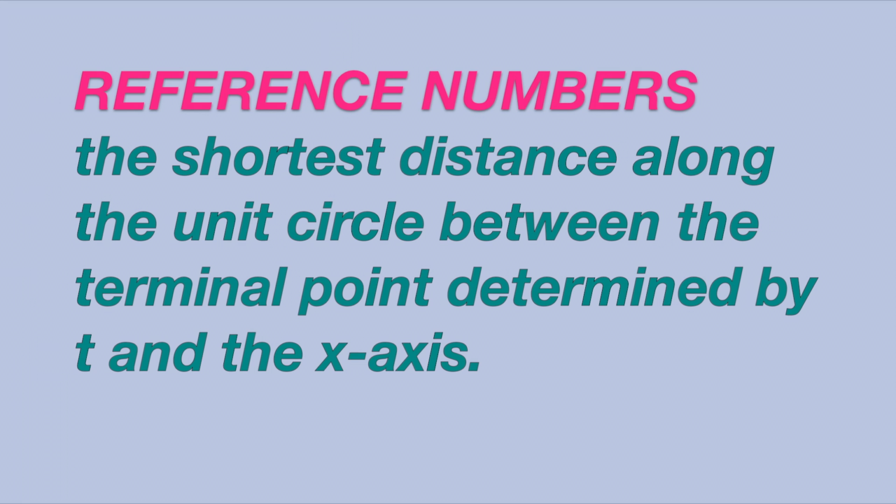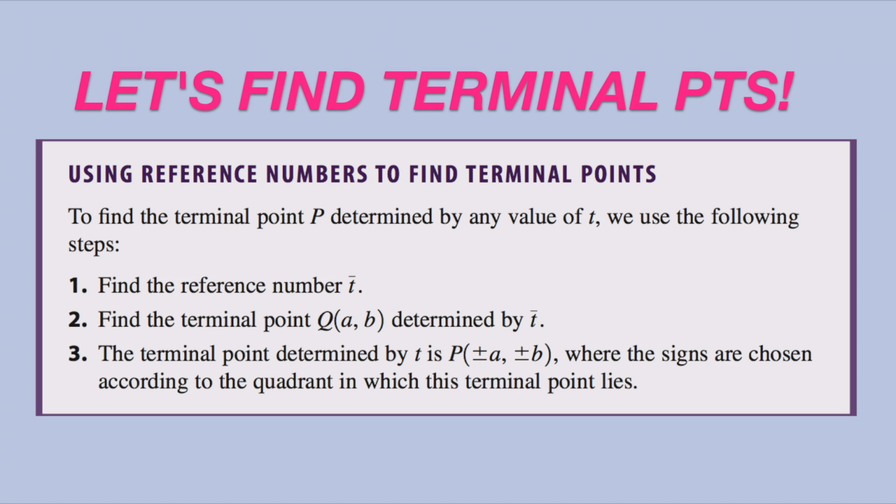The reference number t is the shortest distance along the unit circle between the terminal point determined by t and the x-axis. In order to find the terminal point P determined by any value of t, we use the following steps. 1. Find the reference number t. 2. Find the terminal point (a, b) determined by t. And 3. The terminal point determined by t is the point (±a, ±b), where the signs are chosen according to the quadrant in which the terminal point lies.